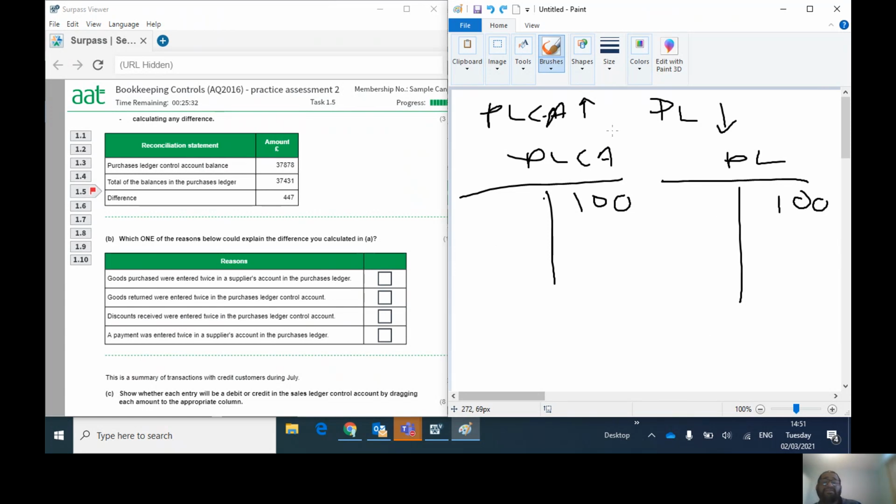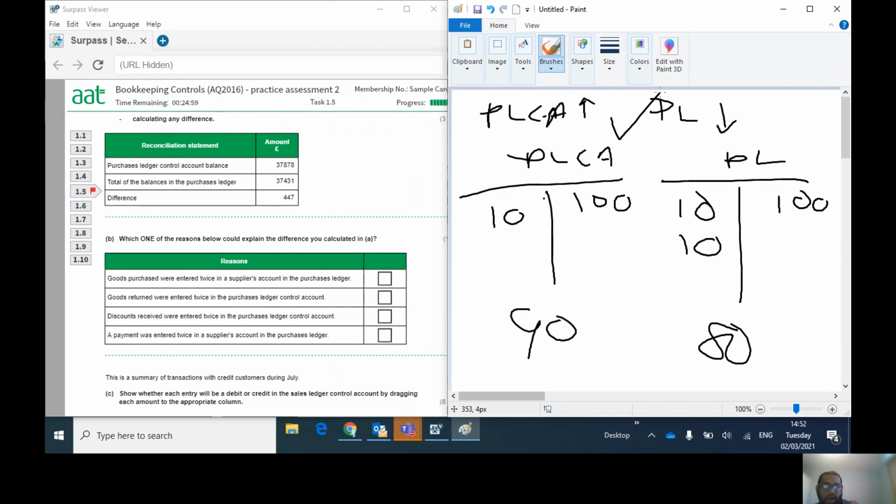So we eliminated the first three answers and we think the fourth one is going to be right. Yes, of course it is going to be right, but let's prove it. Payment was entered twice in the supplier's account on the purchase ledger. So when we pay something to your supplier, bank account credit, PLCA, or your purchase ledger, both are going to have a debit entry. So here I'll put a debit entry here and a debit entry here, but it's been entered twice on your supplier account. The balance is now 90 and this one is 80. This matches that narrative there.